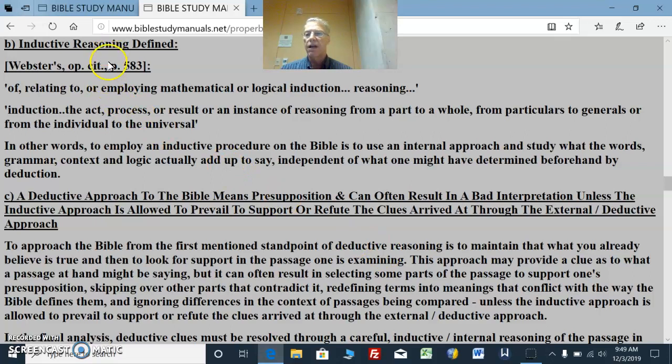But going back to inductive reasoning, inductive is the act or process of resulting or an instance of reasoning from a part to a whole, from particulars to generals, or from the individual to the universal. Proper rules of language, context, and logic, reading it properly. So deductive, we have an idea and we try to look for support in it. That can be quite prejudicial, and taking it into your own hands what the author actually wrote, and you're changing it.